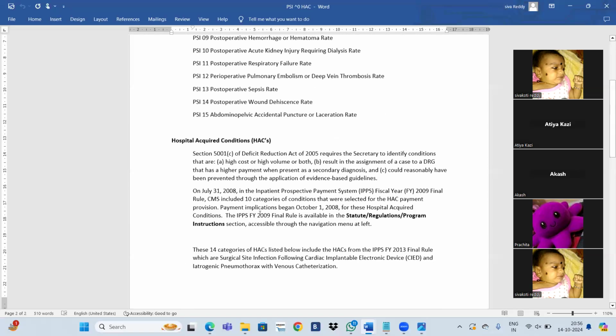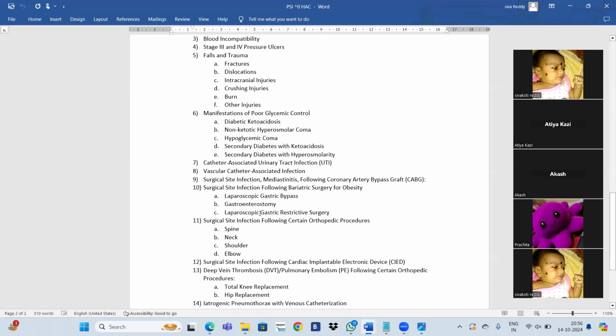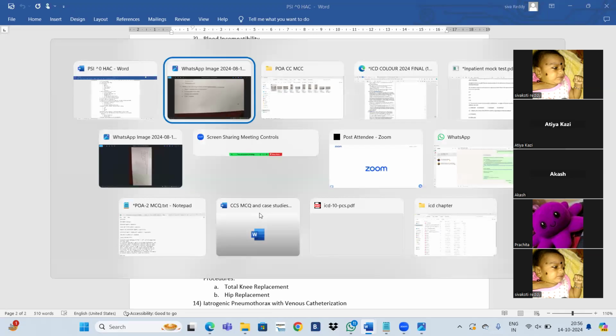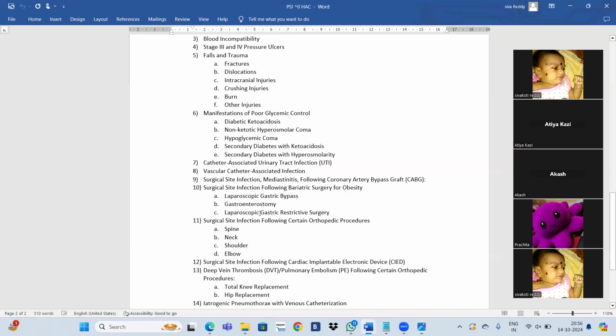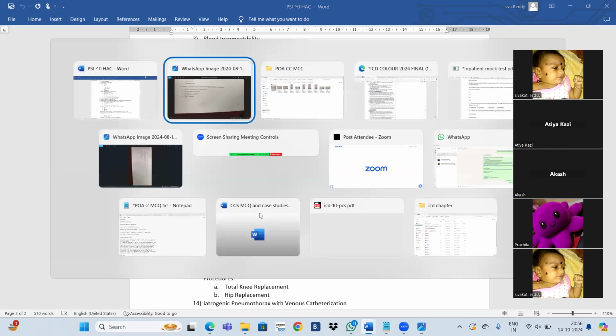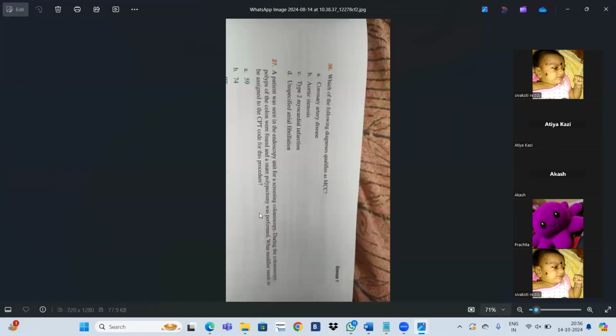This is the PSI and HAC. In this concept, you will get 3 multiple choice questions. Next concept, POA, clear, right? And there you will get 2 questions. Total 5 multiple choice questions covered as of now. One more topic, CC and MCC. In this, you will get 2 questions.